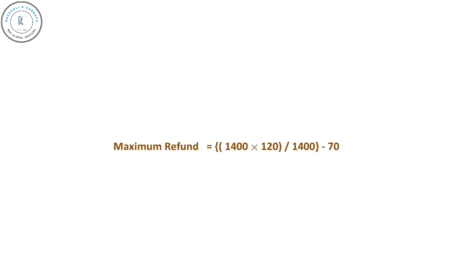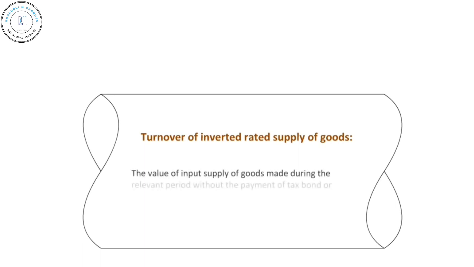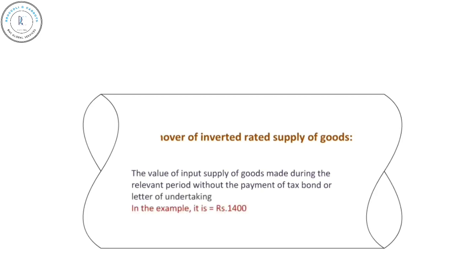Maximum refund is equal to 1,400 into 120 divided by 1,400 minus 70. Turnover of inverted rated supply of goods: the value of input supply of goods made during the relevant period without the payment of tax, under bond or letter of undertaking. In the example, it equals 1,400 rupees.